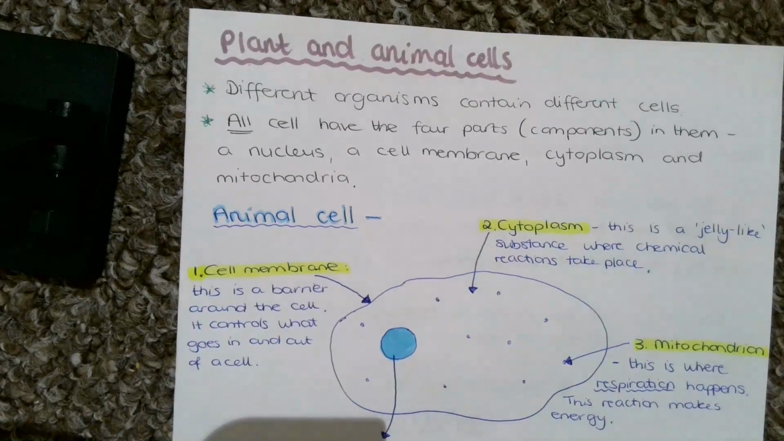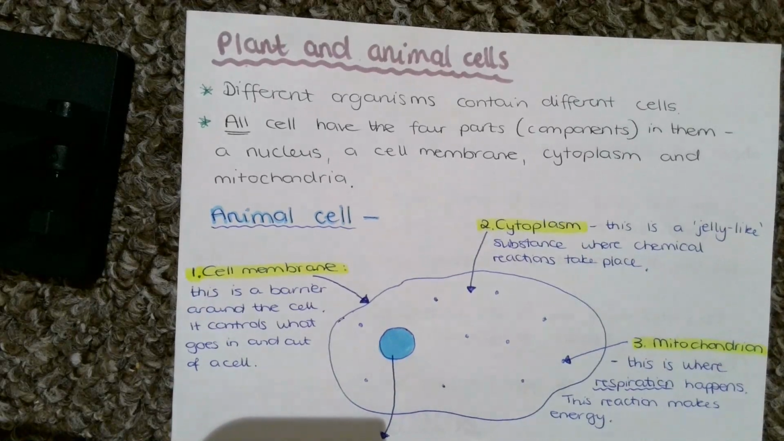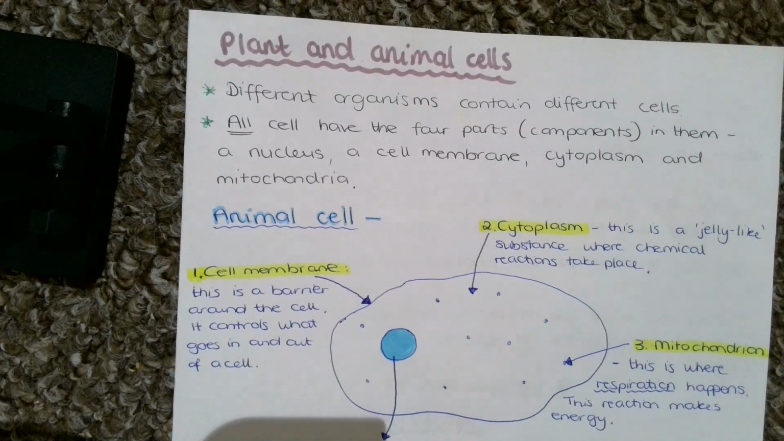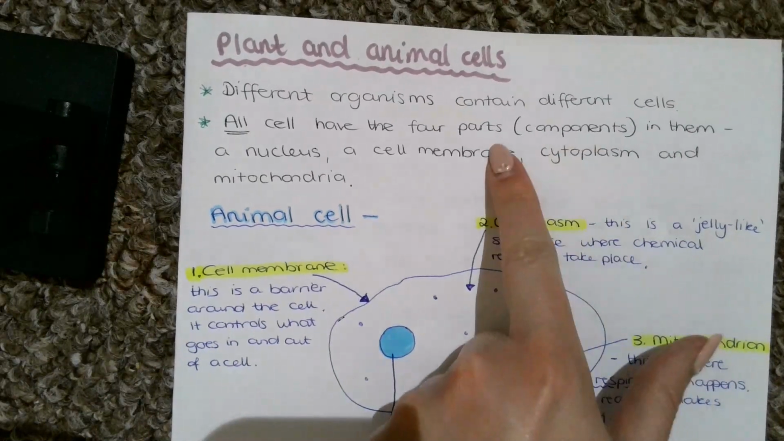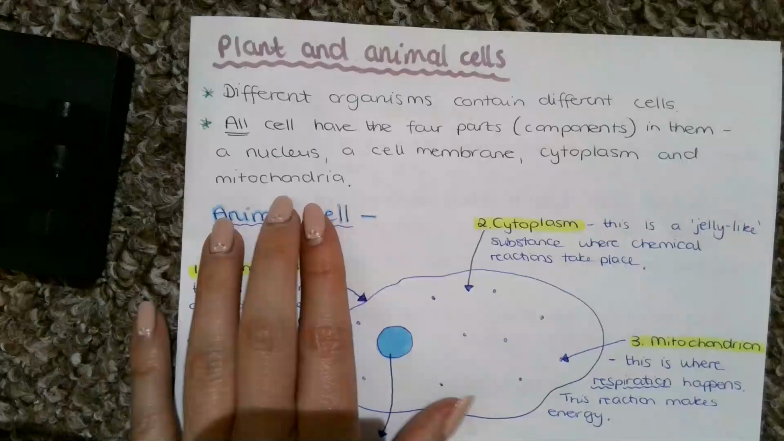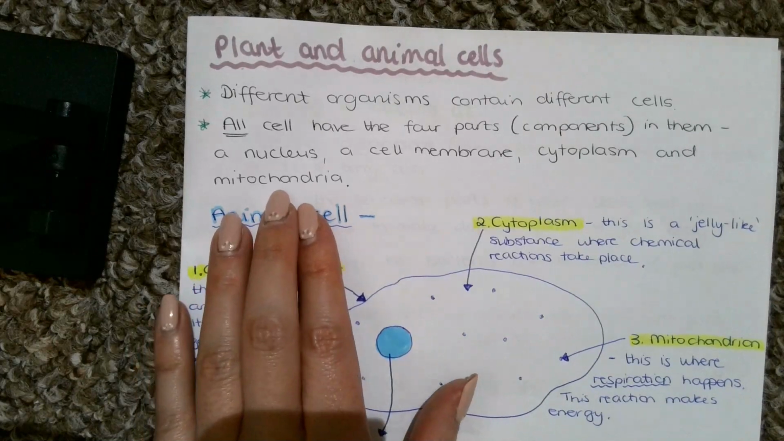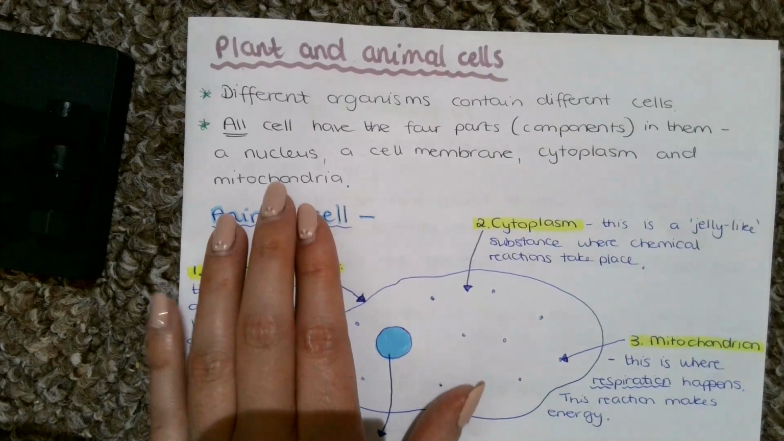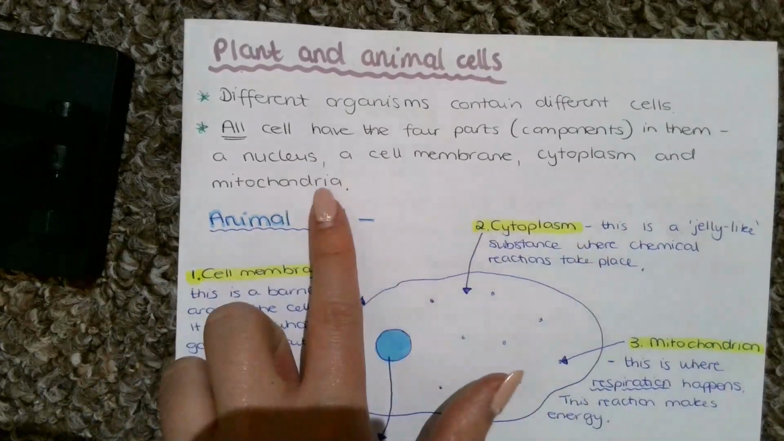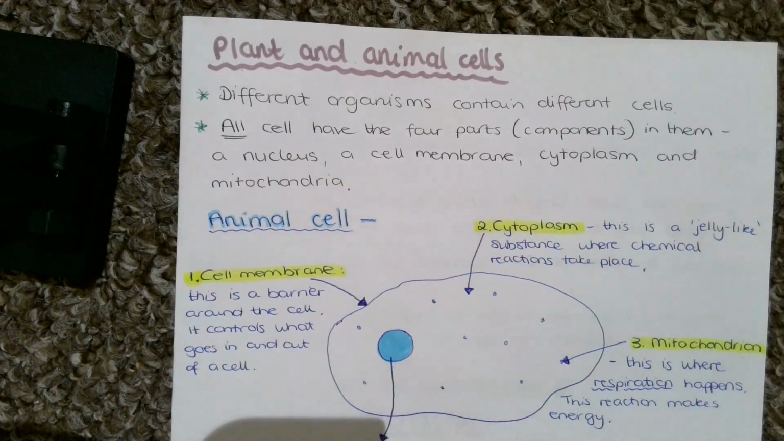B1.2 plant and animal cells. As we looked at in our previous video, all our bodies are made up of cells, and there are different types of cells. Different organisms contain different cells. All cells have 4 parts, or 4 components. The word components means parts. They are the nucleus, cell membrane, cytoplasm and mitochondria. The singular of mitochondria is mitochondrion. So let's just recap again. All cells have 4 parts: nucleus, cell membrane, cytoplasm and mitochondria, but different cells might have extra things in them.